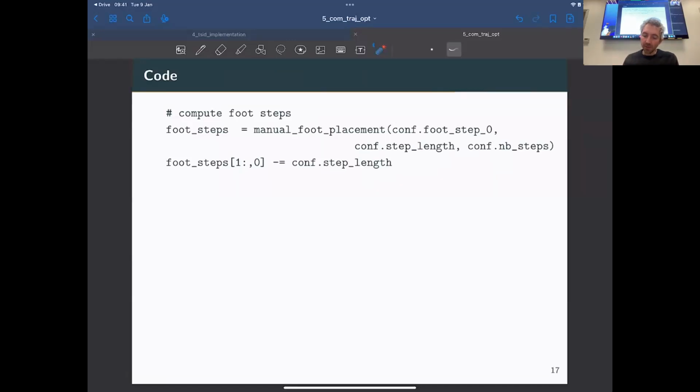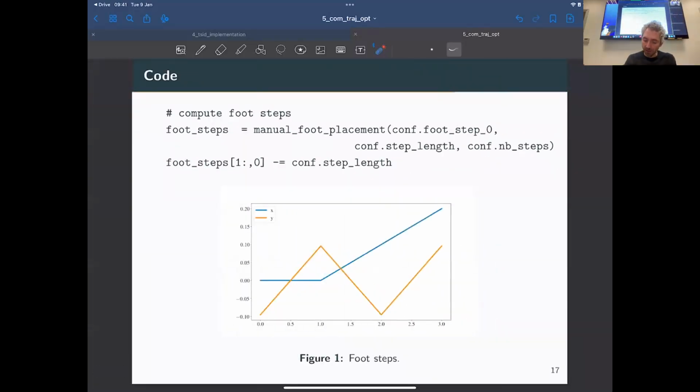Then at first, we're going to do an implementation where the footsteps are manually placed. So I've already written down a simple function called manual foot placement, which takes the position of the first footstep, the length of each footstep, and the number of footsteps that we want to take. And it computes the sequence of footsteps.